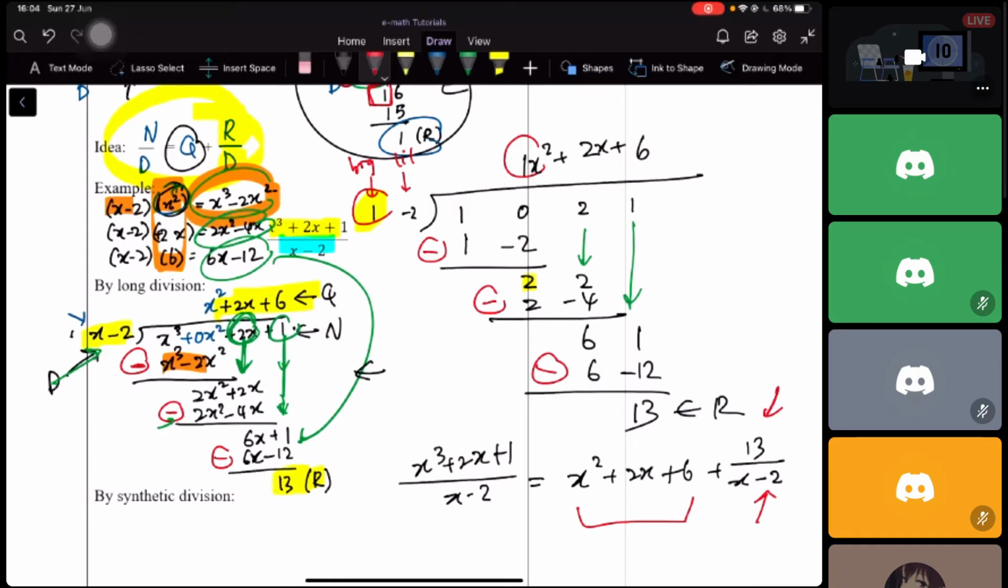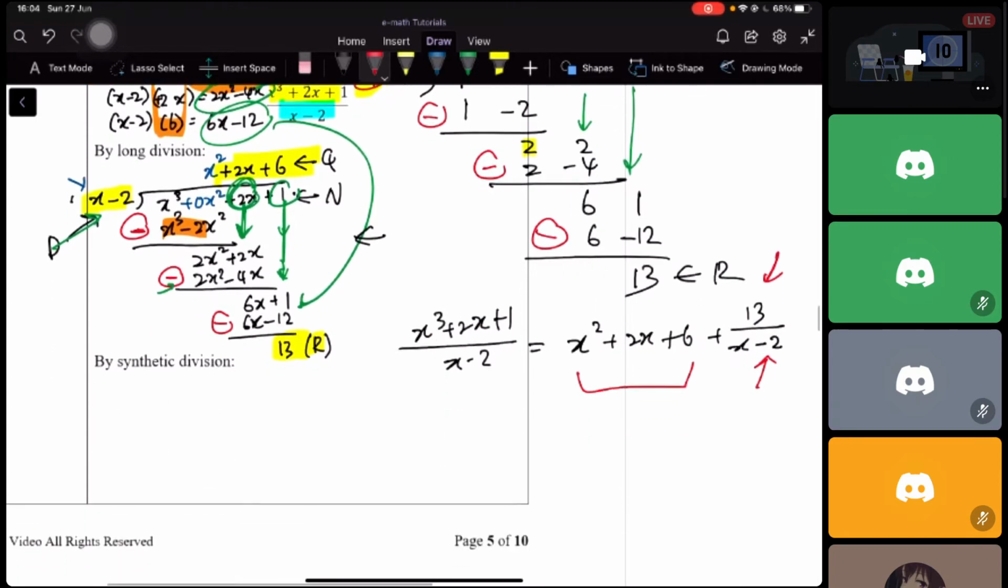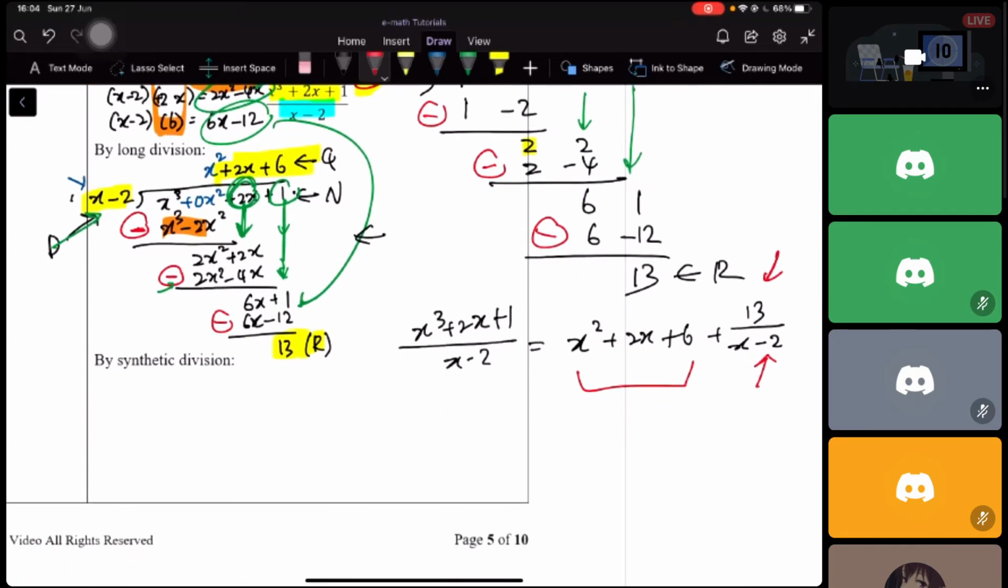And now, oh, it's 4 o'clock already. I'm really sorry we are behind schedule. Maybe we have to drag until 5 because we still have partial fractions.